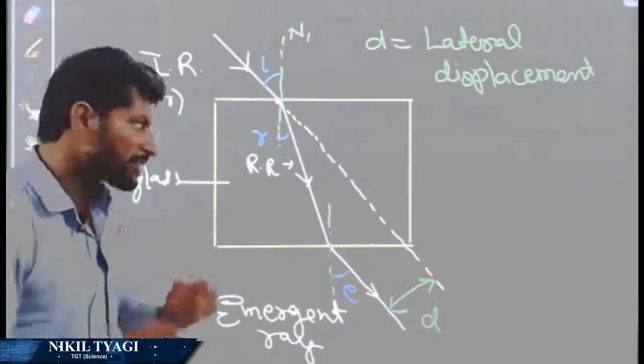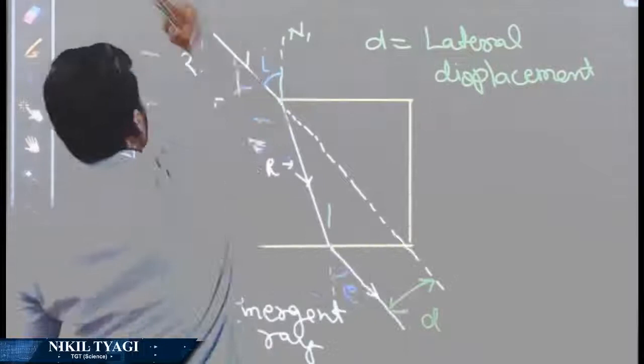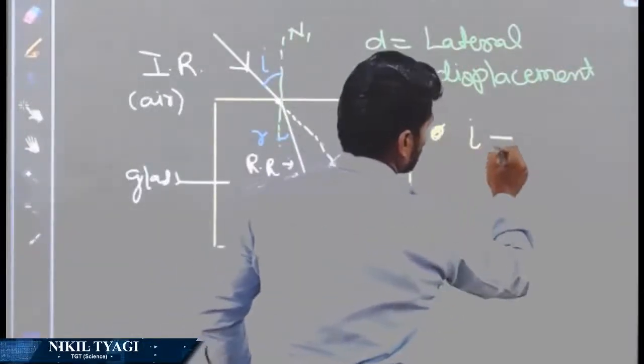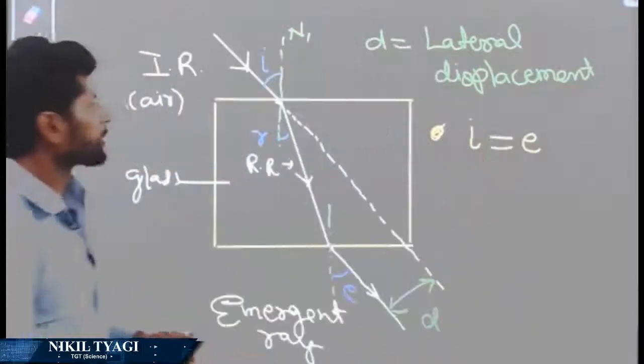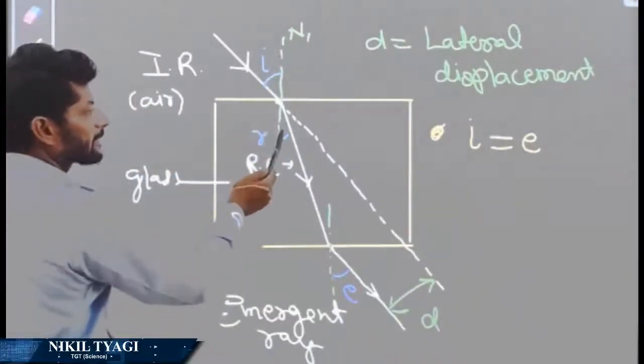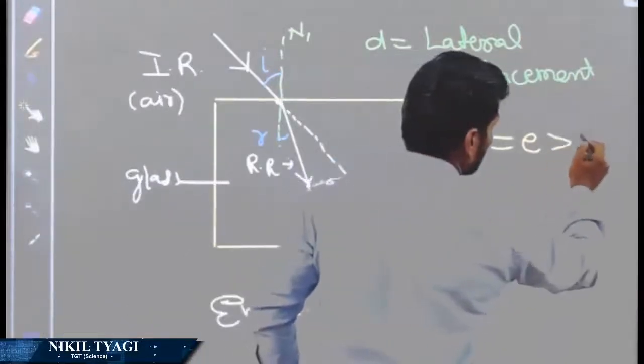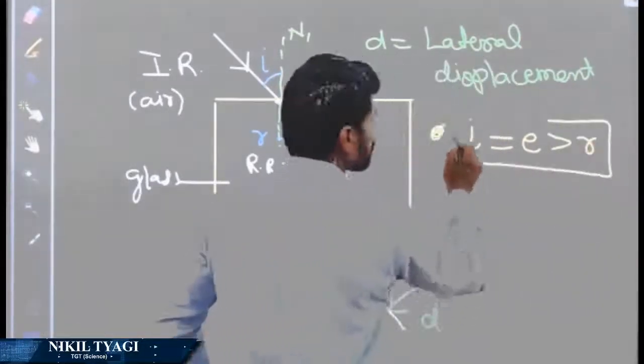In this case, angle I and angle E, the angle of incidence and the angle of emergence, are in the same medium, so these are equal. Relation between angles: angle I is equal to angle E. But you can check, angle I is greater than angle R, so both of these are greater than angle R. This is the relation between these angles.